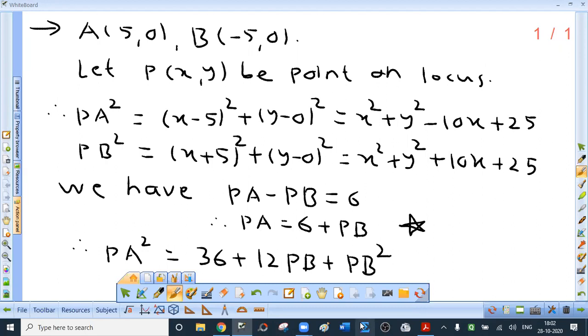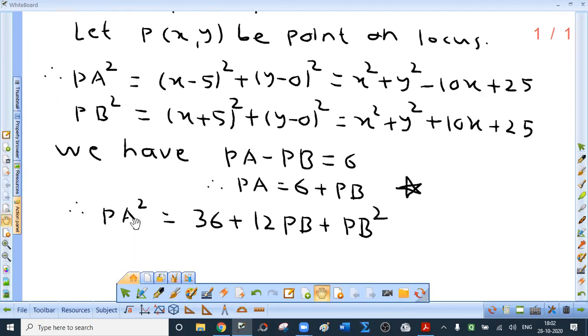It is 6 plus PB. On squaring both the sides, you get what? PA square equal to 36 plus 12 PB plus PB square. Now only substitute for PA square and PB square. Keep this PB as it is. Now you will notice that most of the terms get cancelled. Rearrange the terms and then again square it.